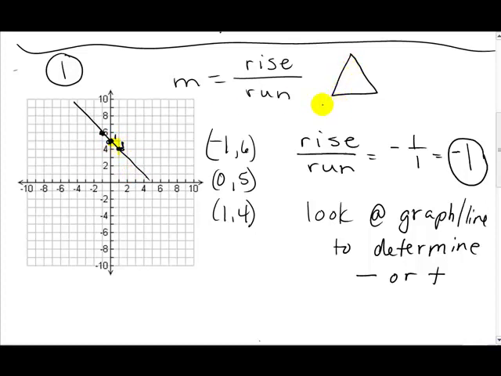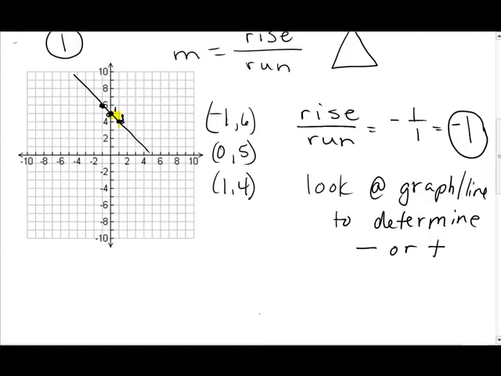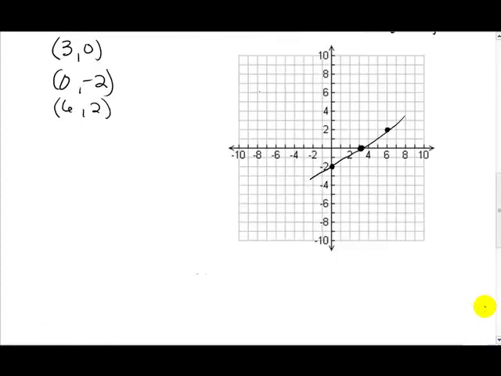Let's do another example. Let's graph 3, 0, 0, negative 2, and 6, 2. So go ahead and graph that. I'll pause while you graph, and then we'll look at it. Okay, so your graph should look like this. Hopefully your line's a little bit straighter and stronger.